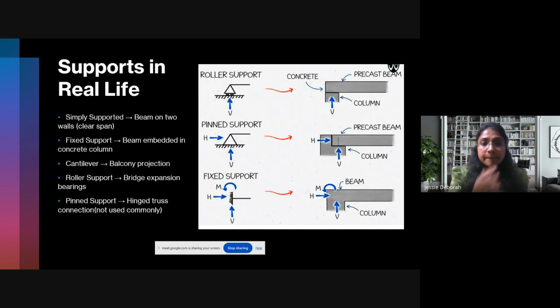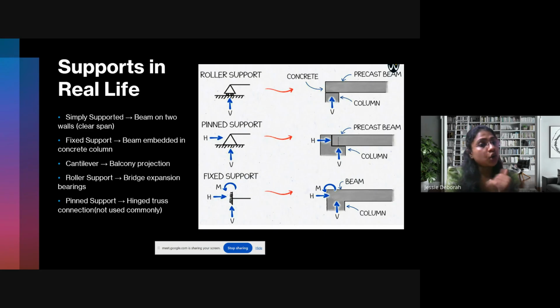Okay, now supports. In the textbook you are studying a lot of supports: simply supported, fixed support, cantilever support, roller support, pinned support. All this we are learning in the textbook. But what is the real life? How are we going to use it? Most of the situations it is only going to be a fixed support.